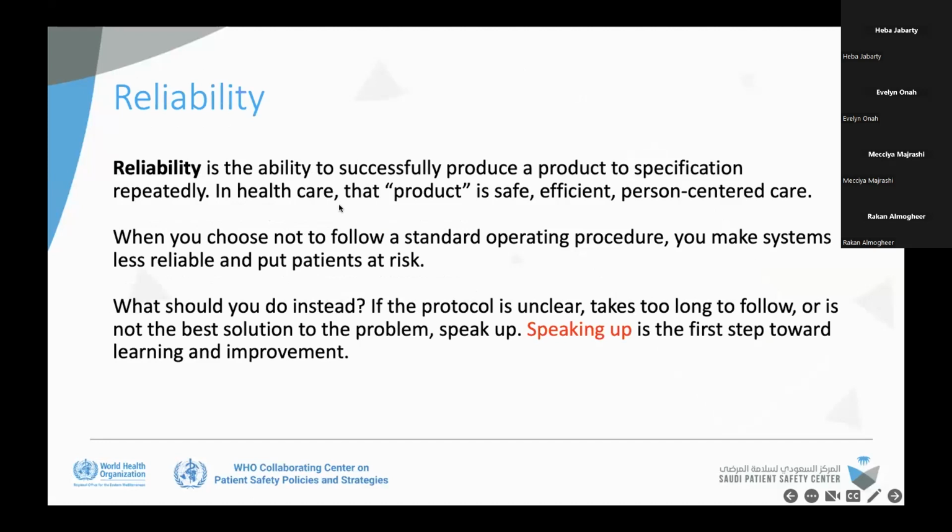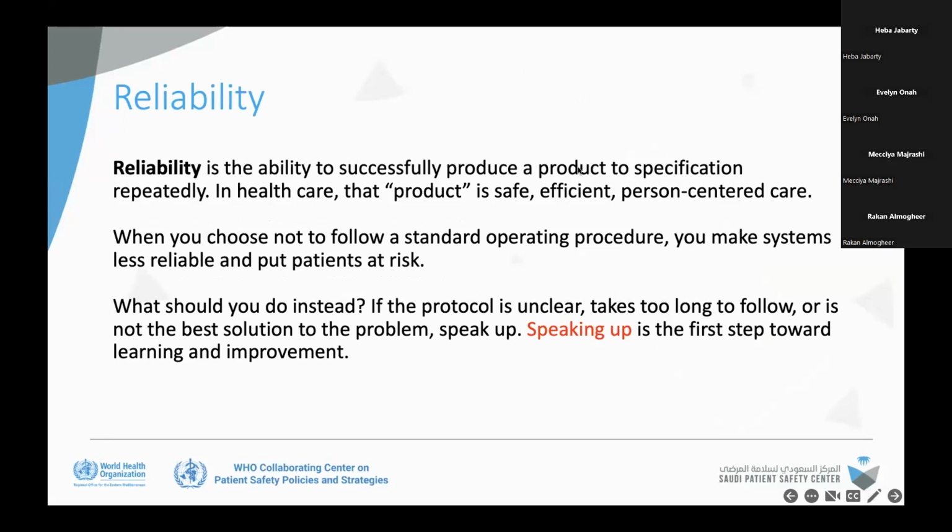sources to guide them. Reliability is the ability to successfully produce a product to specification repeatedly; in healthcare, that product is safe, efficient, person-centered care. When you choose not to follow a standard operating procedure, you make the system less reliable and put patients at risk.